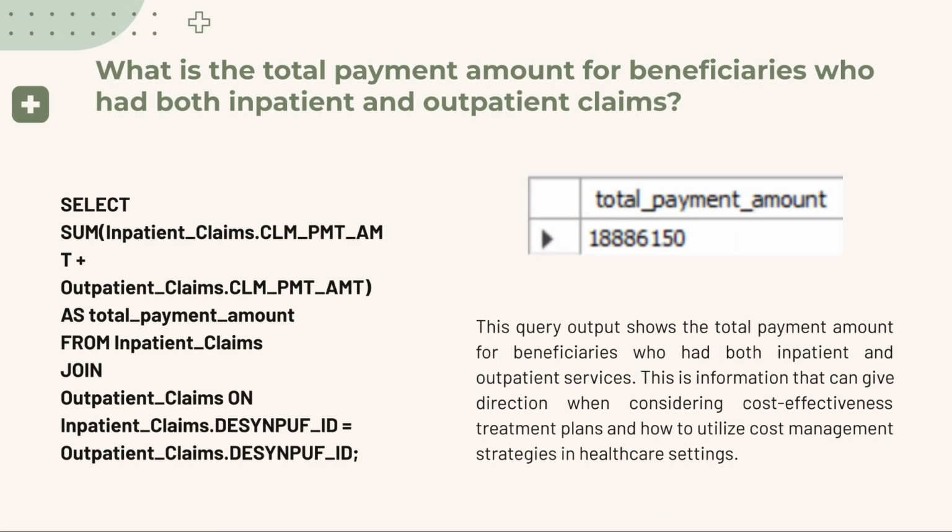In this slide, I will present a query that calculates the total payment amount for beneficiaries who have both inpatient and outpatient claims. Since the purpose of this query is to find the total payment amount across inpatient and outpatient claims, I utilize the join operation to combine the data from each table using a shared field, which is known as the beneficiary's unique ID. And then to get the total amount, I just summed the payment amounts for both inpatient and outpatient claims for each beneficiary to get the total, which is the output here.